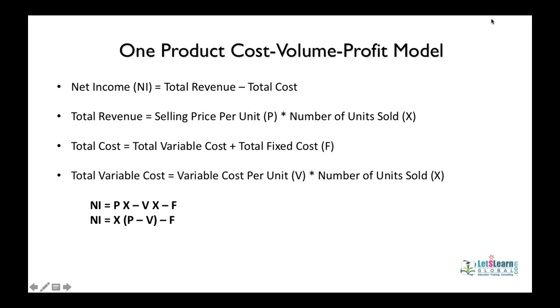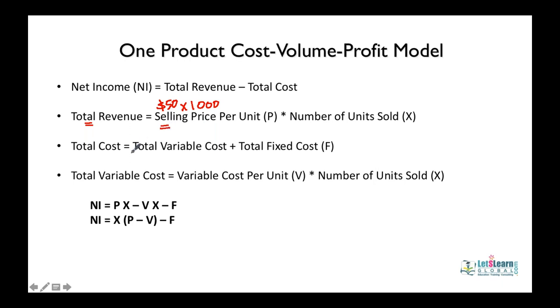Now, after you understand this, total cost is a combination of both fixed and variable cost. Let us not use mixed cost here. Fixed and variable cost total is called total cost, which is deducted from total revenue generated to give you income. So your profit equals total revenue minus total cost. Now let us elaborate this equation. Total revenue equals the number of units you sold times the selling price per unit.